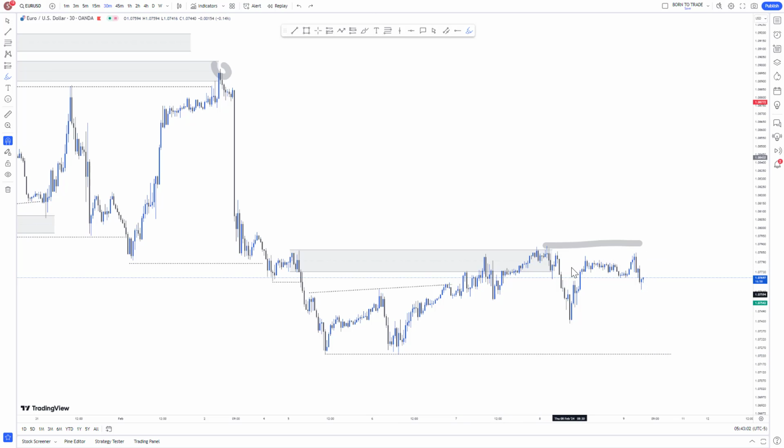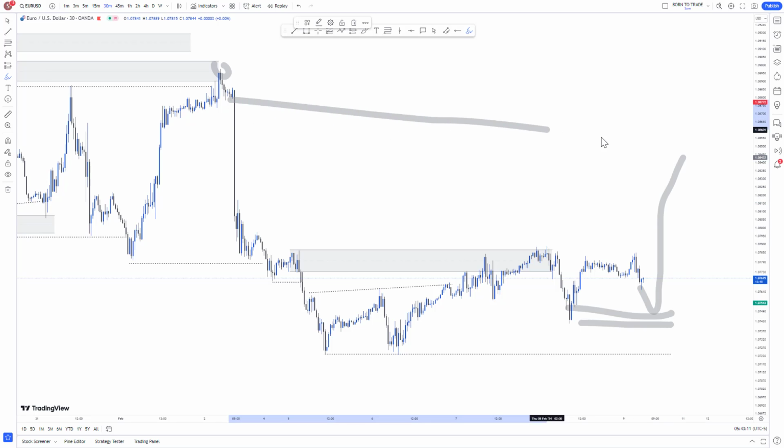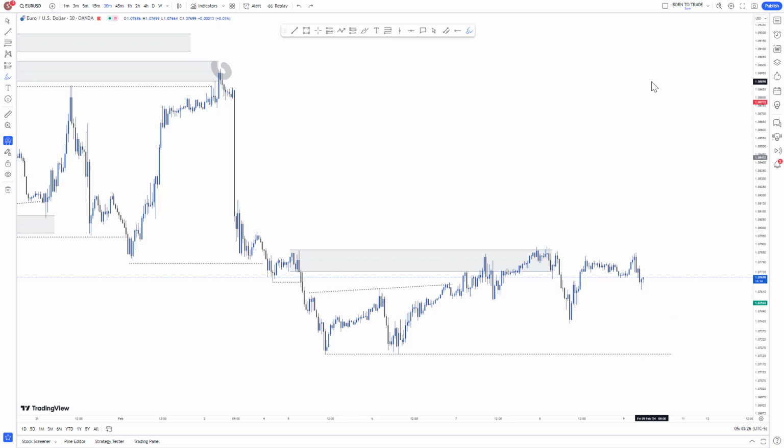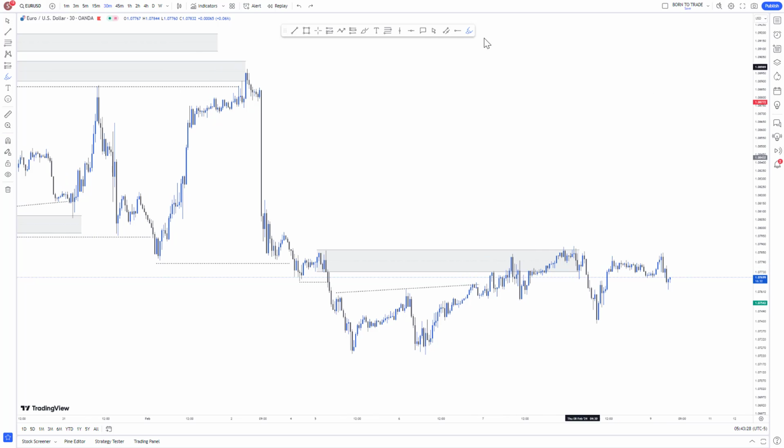But if price fails to do that, what you might see is that price might react a little from this particular zone we have right here, then push to the upside to rebalance some of these inefficiencies, and after rebalancing these inefficiencies, you might start seeing a continuation to the downside. If you fail to see that, then price might continue to the upside to give us a shift in market structure. Okay, so let's go to the daily time frame and see if our bias is actually correct.